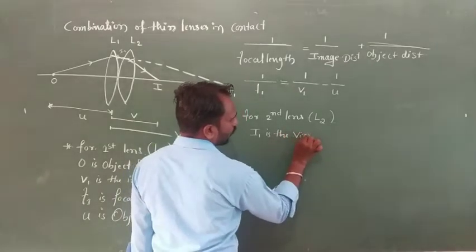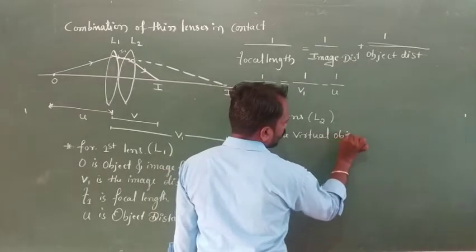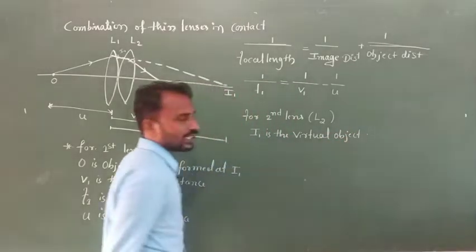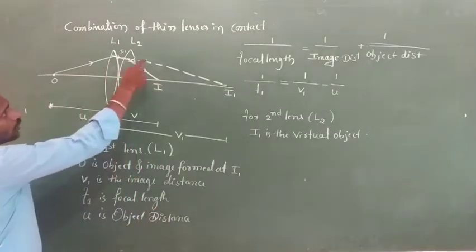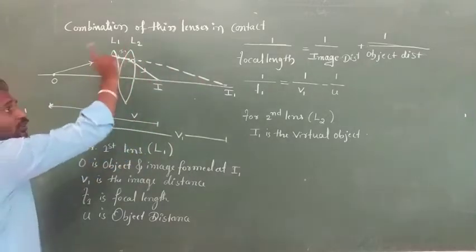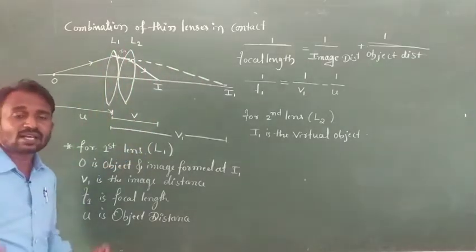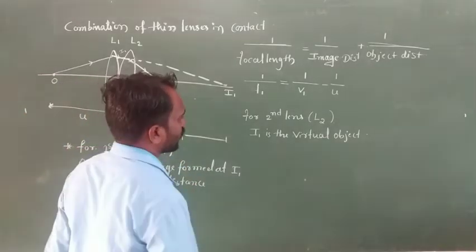I1 is the virtual object. Why? Because I1 is present on the backside of L2. For this reason, we consider I1 a virtual object.